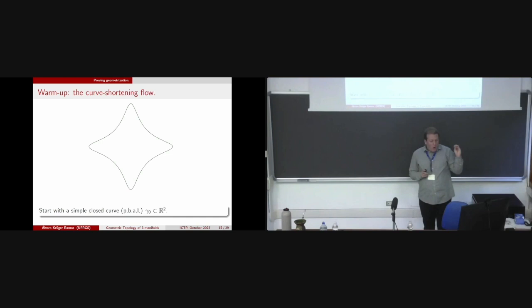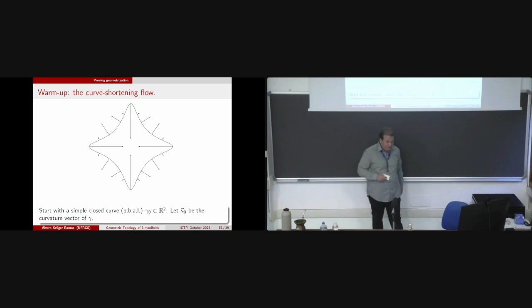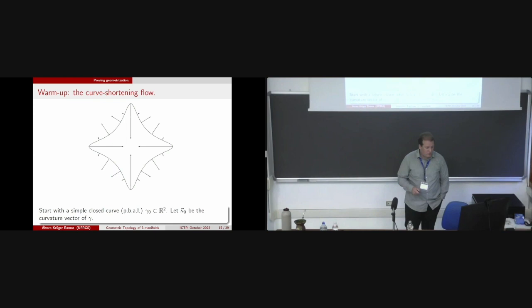And we assume that it's parametrized by arc length. You look at the curvature vector of this curve. There are points where the curvature vector points inside, points where it points outside, and points where the curvature is high. The modulus of this vector is the absolute curvature. And there are points where it's almost flat, where curvature is almost zero. So we have this curvature vector for your curve.